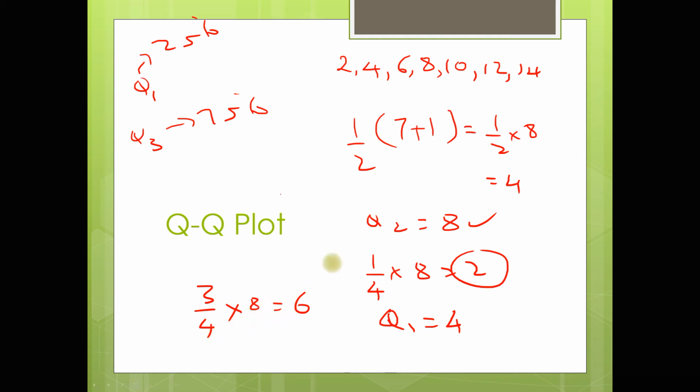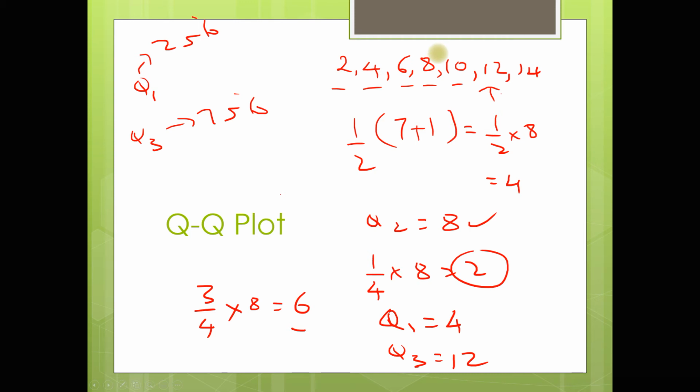So what do we want to do then? We want to find out this sixth value, which is 1, 2, 3, 4, 5, and then 6. So the upper quartile in our case is 12 here. All right. So this is how we find these different quartiles.